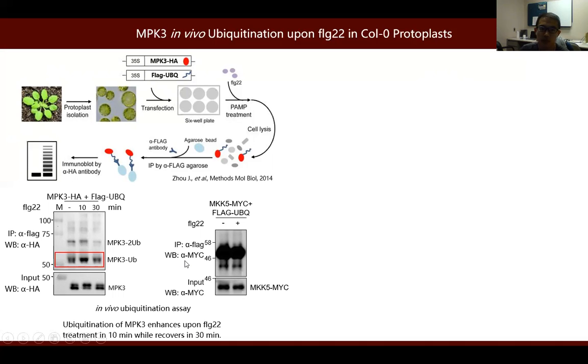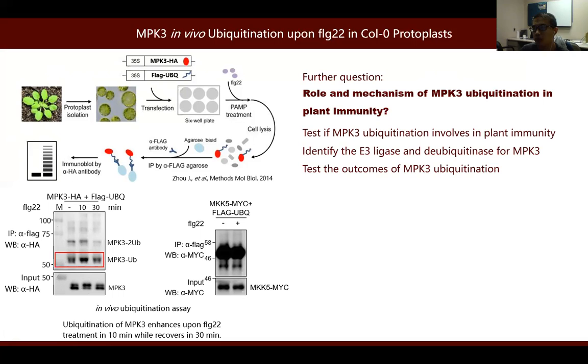Since MPK3 and MAP kinase are important components in plant immunity, next step we would ask what's the role and mechanism of MPK3 ubiquitination in plant immunity. We would like to test if MPK3 ubiquitination is involved in plant immunity, and to identify the E3 ligase and the deubiquitinase for MPK3, and to test the other possible outcomes of MPK3 ubiquitination.